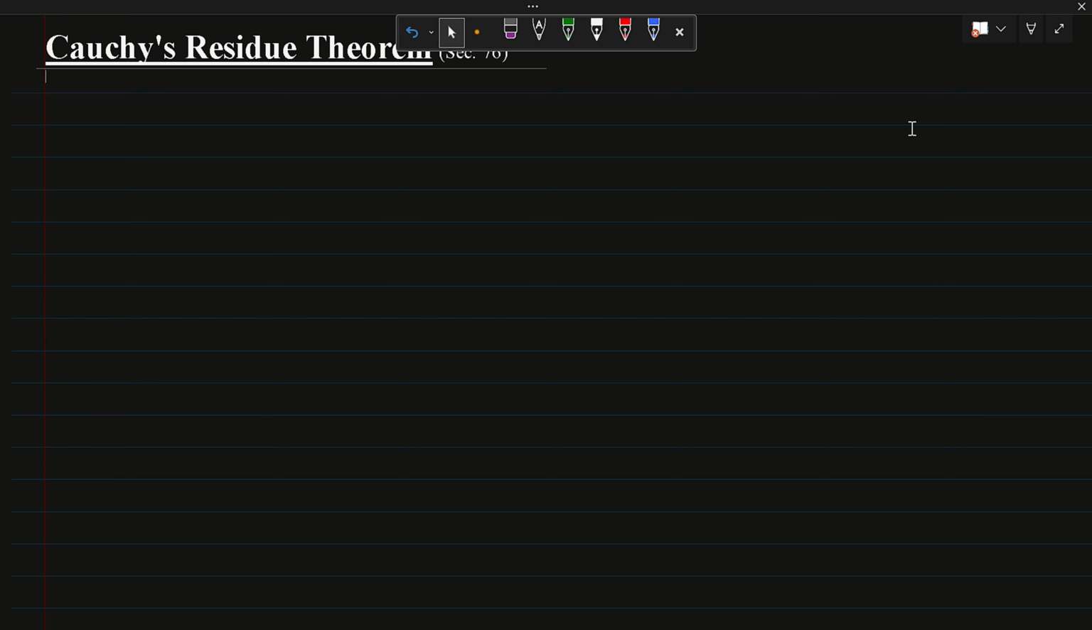Residues की हेल्प से we can directly evaluate contour integrals in complex analysis.